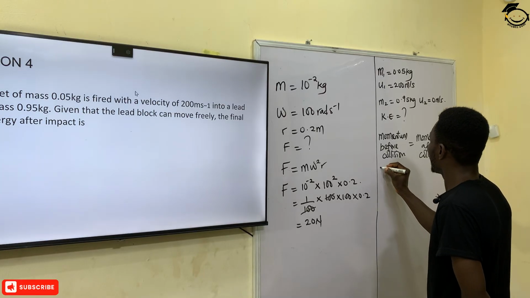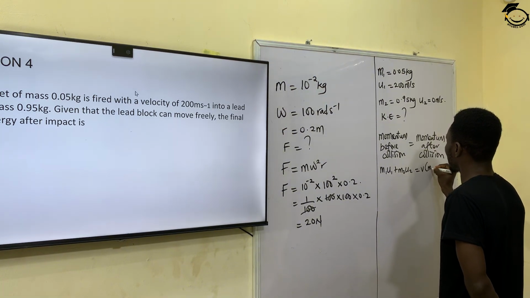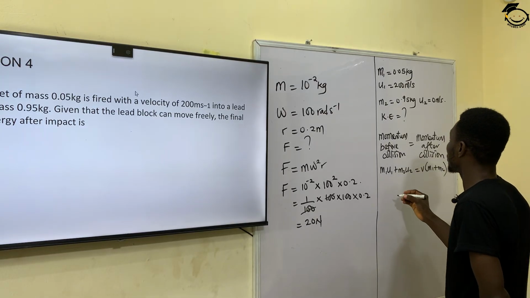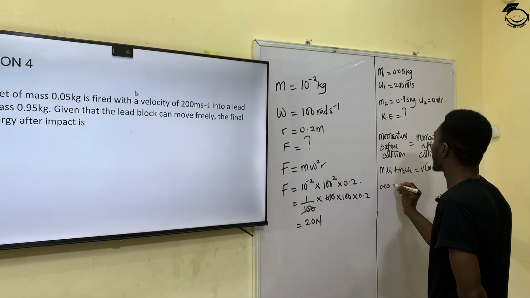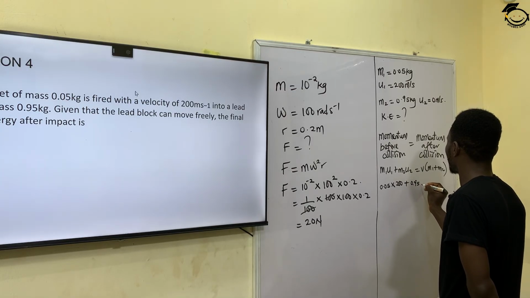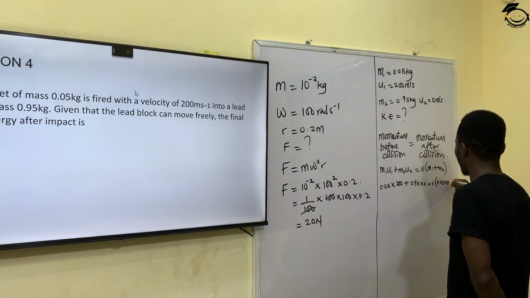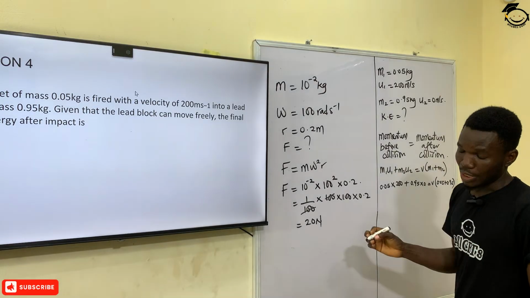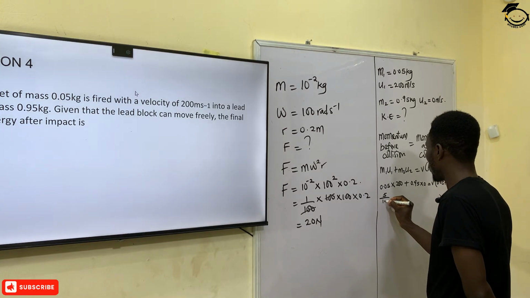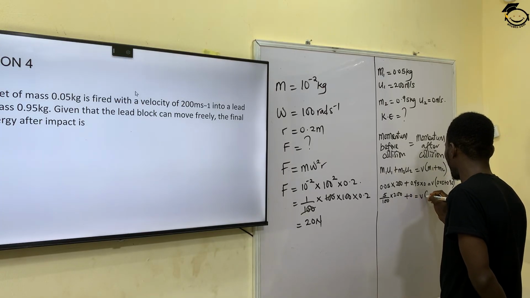This means that I have m1 u1 plus m2 u2 must be equal to v (m1 plus m2). We're using this formula so that we can find the common velocity. So this means that I have 0.05 times 200 plus 0.95 times 0 is equal to v (0.05 plus 0.95). So at the end of the day, what you're going to have is 5 over 100 times 200 plus 0 is equal to v (1).